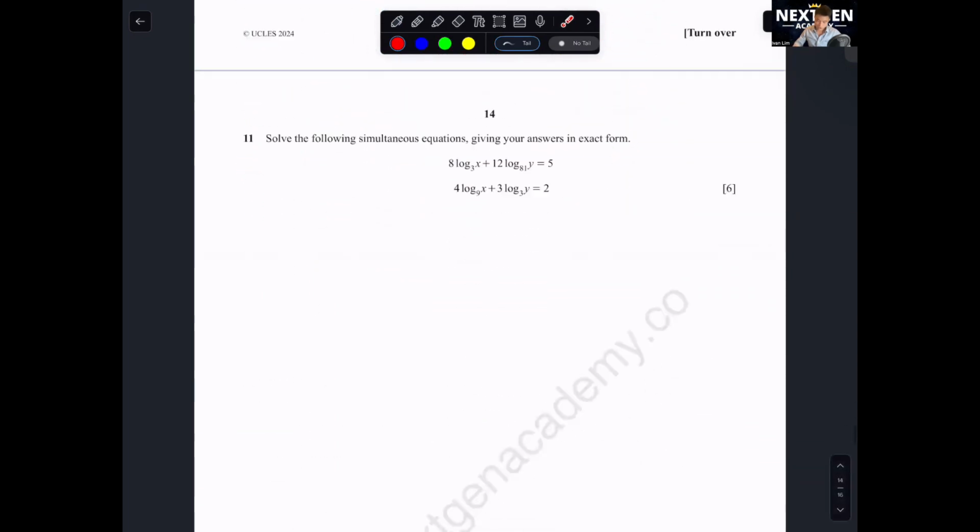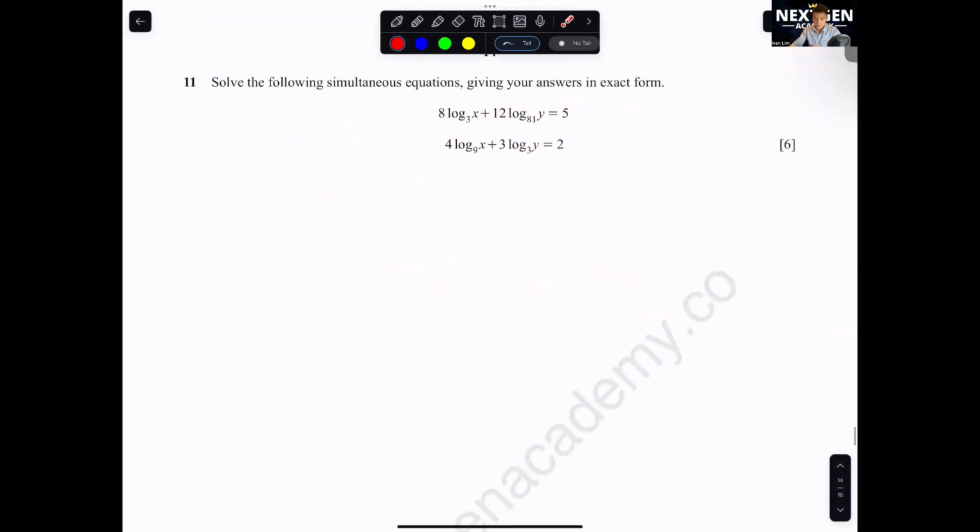Okay, let's go to question 11. Solve this simultaneous equation. Okay, got equation 1, equation 2. Let's simplify it. I want you all to observe here first. 3, 81, 9, 3. What do they have all in common?